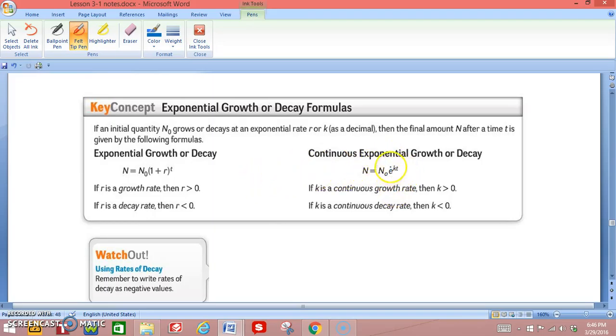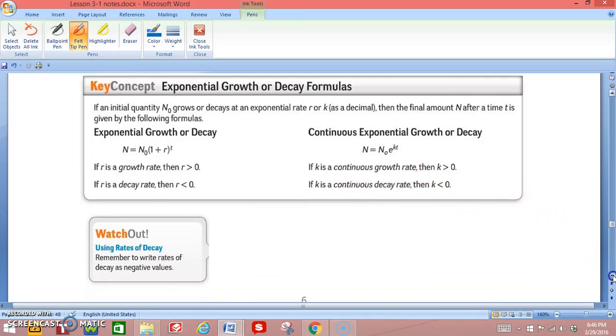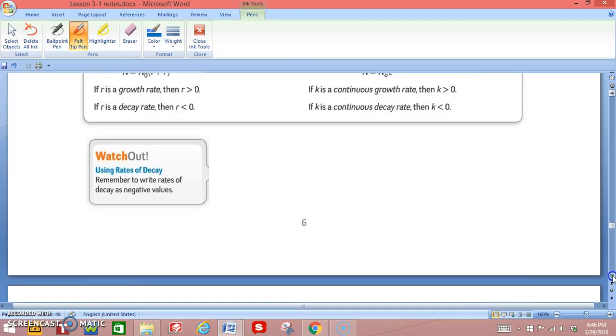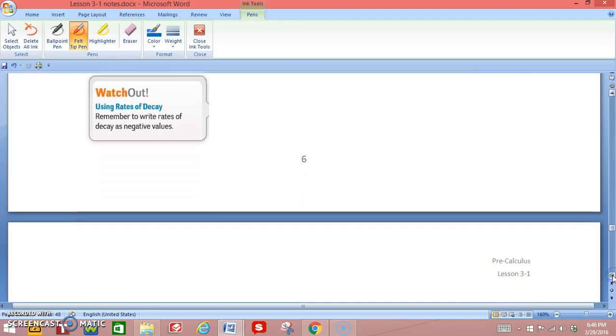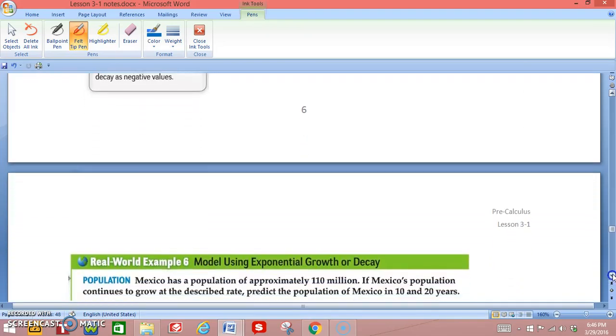And again, K is going to be, if it's growth, positive. The rate will be positive. If it's decay, then the rate will be negative. And it talks about being careful about that down here. Okay, so we're going to do some, I believe, that have to do with population.